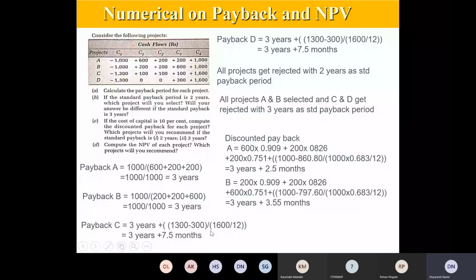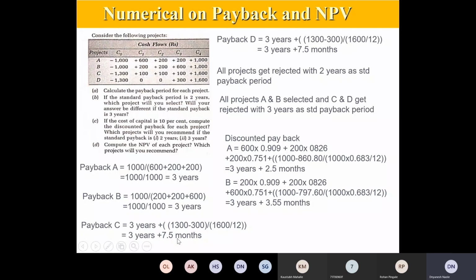That is this calculation, 1600 by 12, that is 133.33 in 1 month. So how many months will be required to overcome 1000 rupees? That is 7.5 months. Okay. Understood? Yes, sir. Okay.